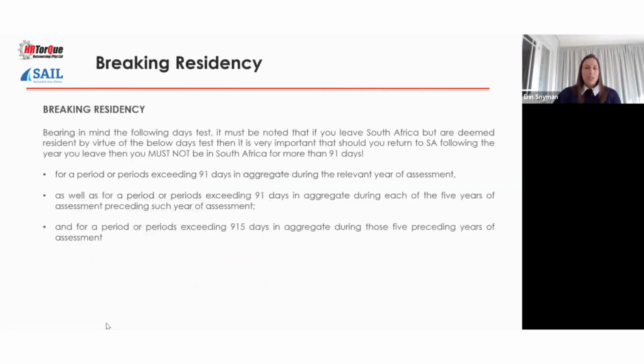Now, breaking your tax residency. When we look at the days test, it must be noted that if you're going to leave South Africa, but you're still tax resident by virtue of the days test, then it's very important that if you return to South Africa in the following year of assessment, you're not in South Africa for more than 91 days. Because in that instance, you're then going to be ticking box one, box two, and box three, in which case your residency won't be broken.